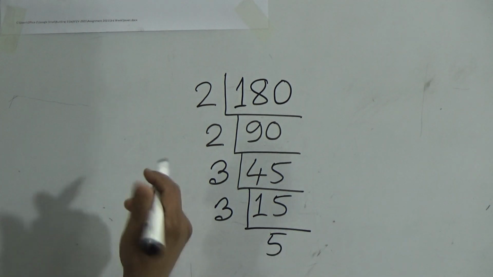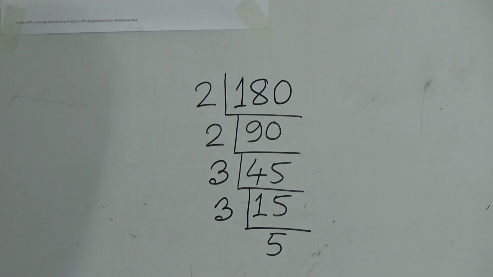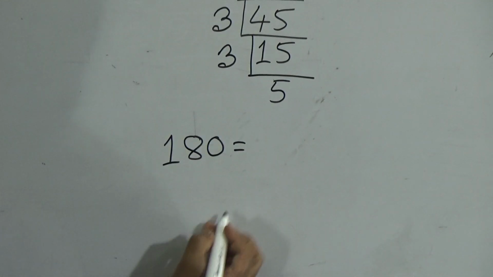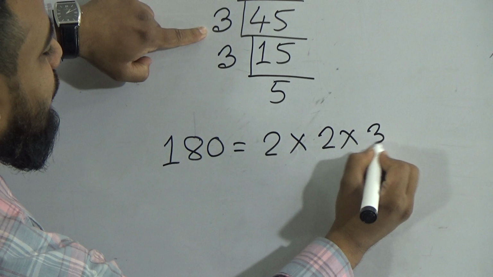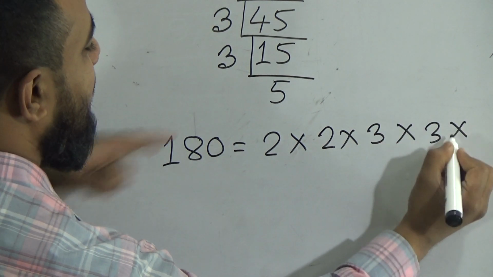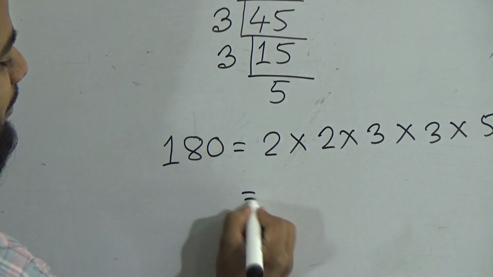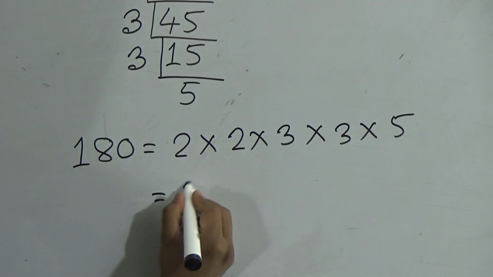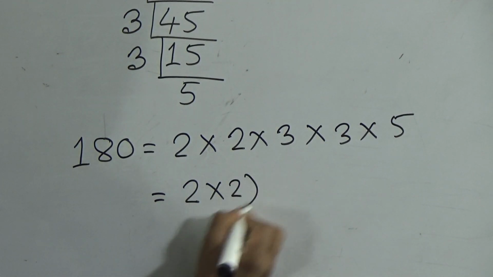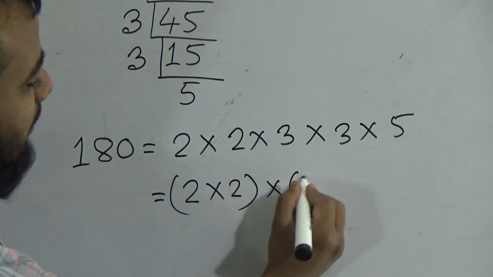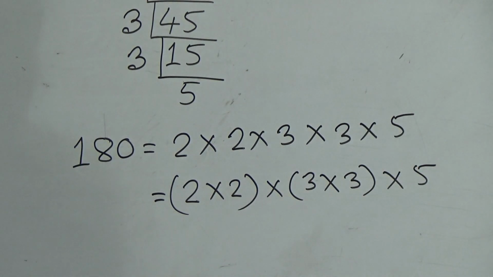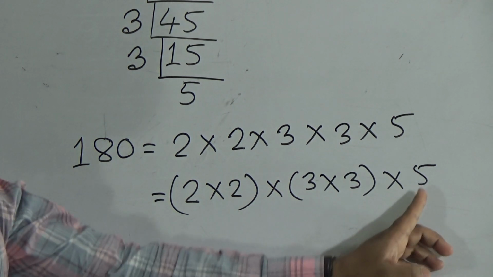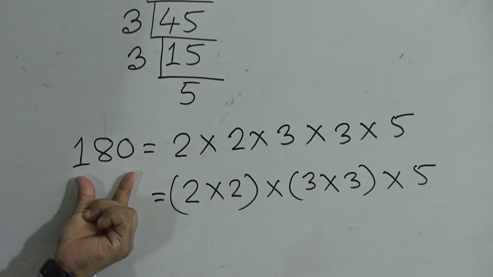Now my dear students, the factorization is done here. We can write 180 equal to 2 multiplied by 2 multiplied by 3 multiplied by 3 multiplied by 5. Now make the pairs of these prime numbers. 2 and 2 will make a pair. These two 3's will make a pair, but this 5 will not make a pair, because 5 is alone here. That is why we can see that 180 is not a perfect square number.